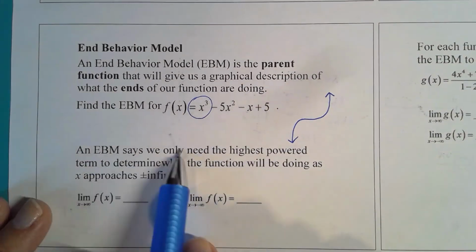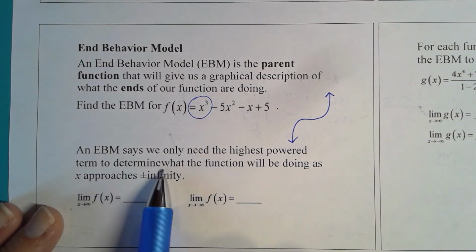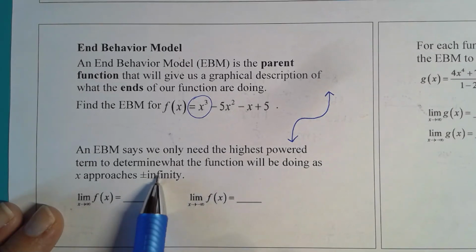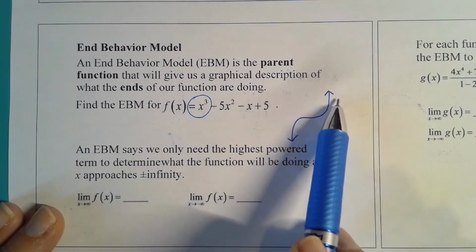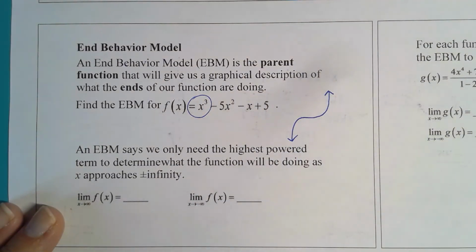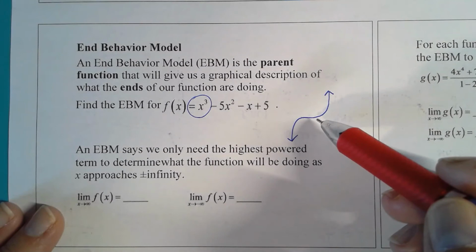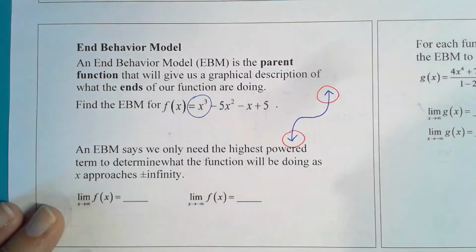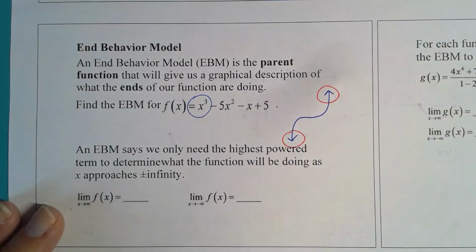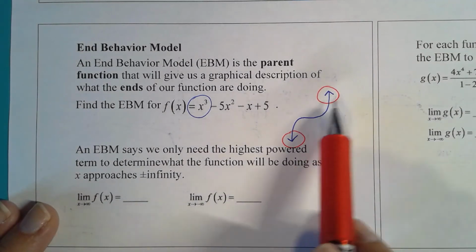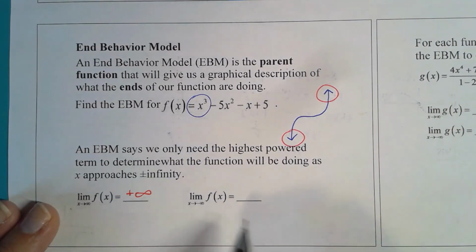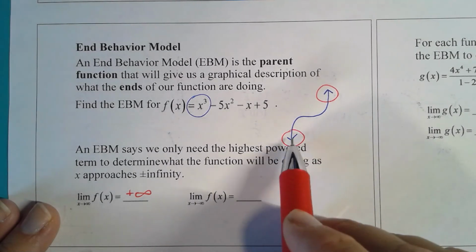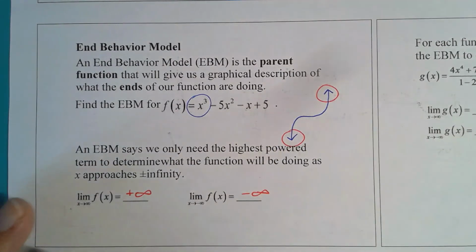The end behavior model says we only need the highest powered term to determine what our function will be doing as x approaches positive or negative infinity. So I know that this graph will look like this in the ends. I'm not saying that's what this graph looks like, but it's telling me what the ends are doing. The left side is going down, the right side is going up. So as x approaches infinity, as we look at the right end, that graph is going up forever. As x approaches negative infinity, or as I go to the left end, this graph is going down to negative infinity.